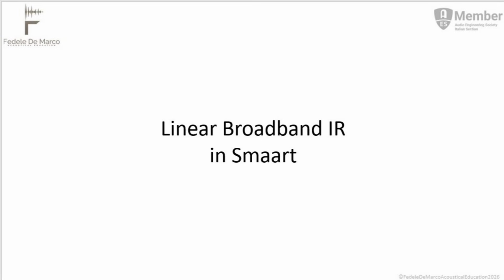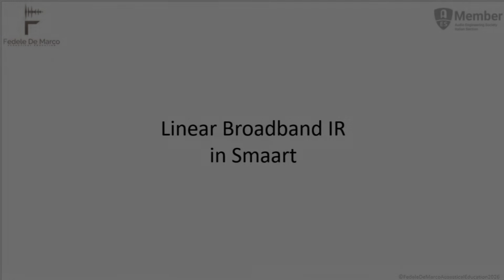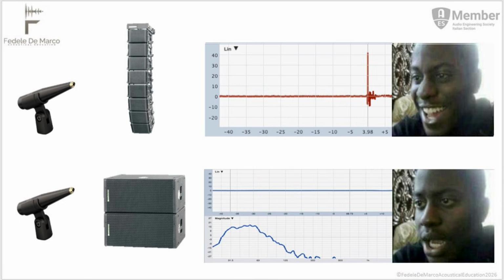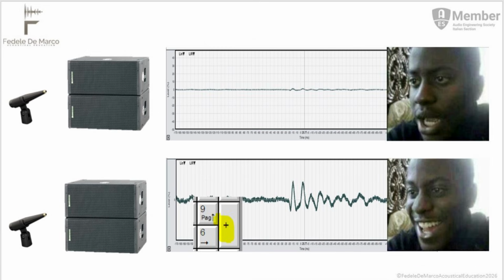Linear broadband IR in Smaart. When we measure a full-range system, Smaart shows a sharp, clear impulse in the linear IR. But look at the subwoofer. The screen appears empty. There seems to be no information at all. Yet, the data is there.